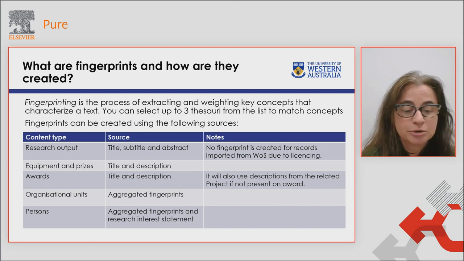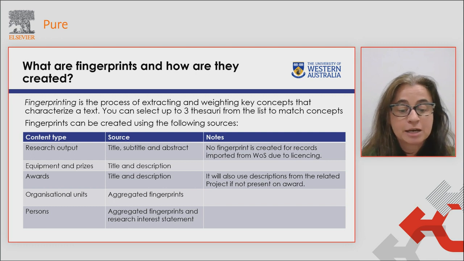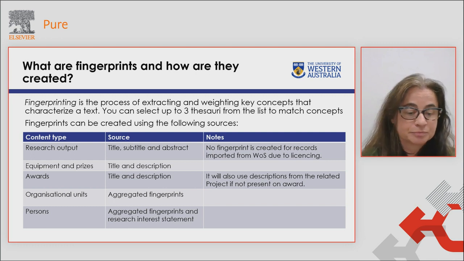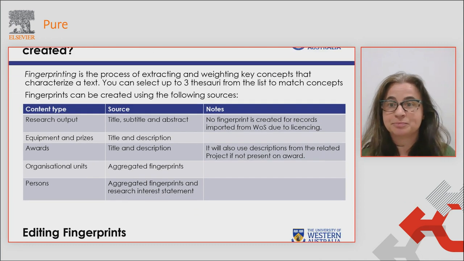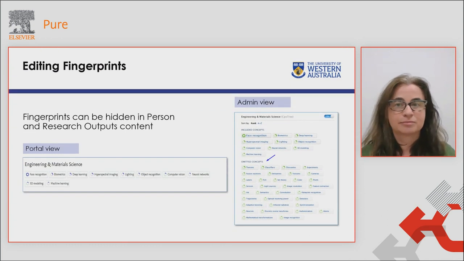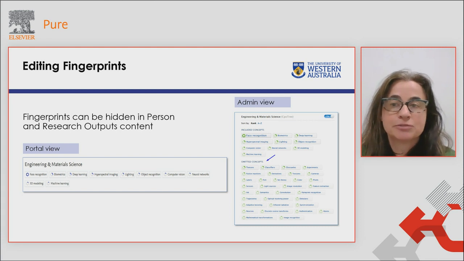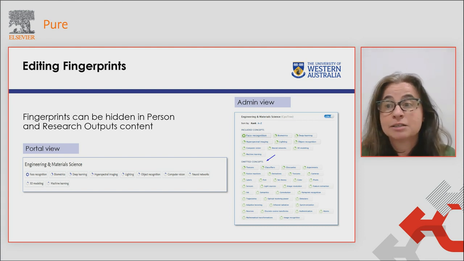Organisational units and persons use an aggregated fingerprint. This is where the fingerprints from related records are taken, summarised and normalised from other related content types. Person content types use both fingerprints aggregated from related content and the research interest statement. In persons fingerprints, you have the ability to hide concepts.